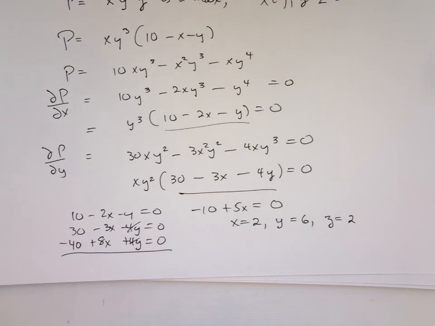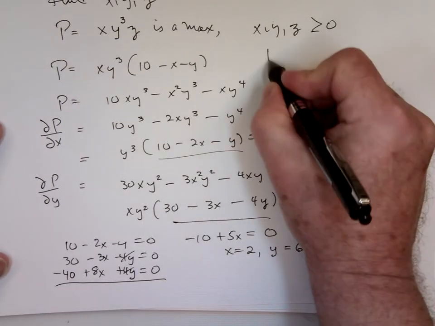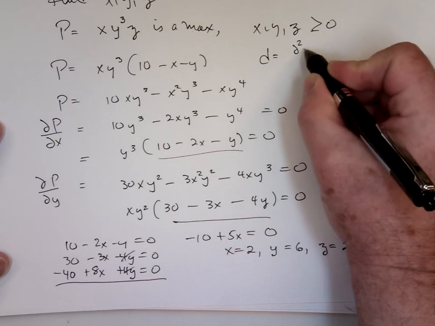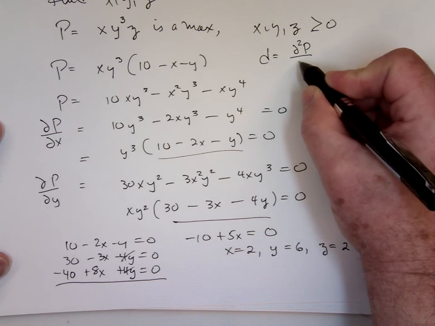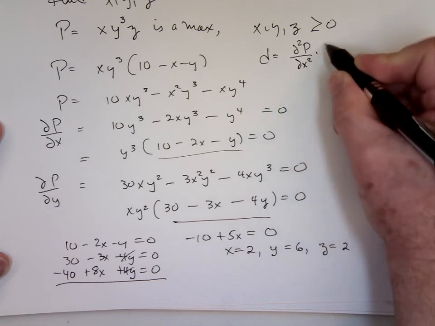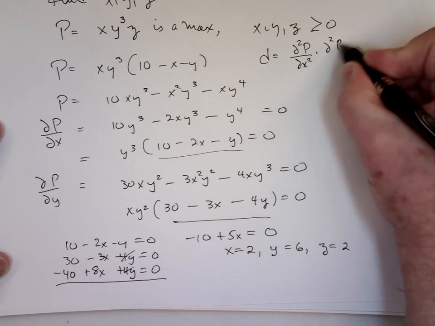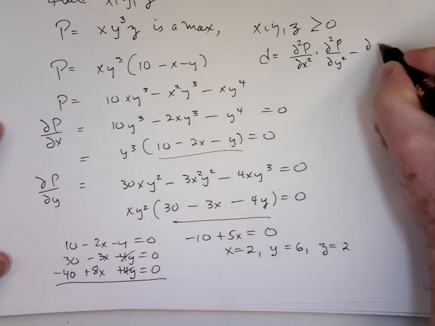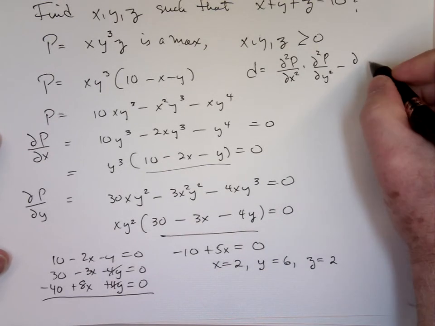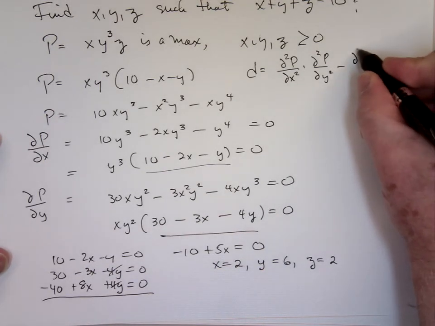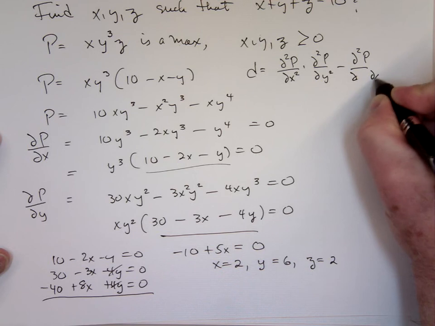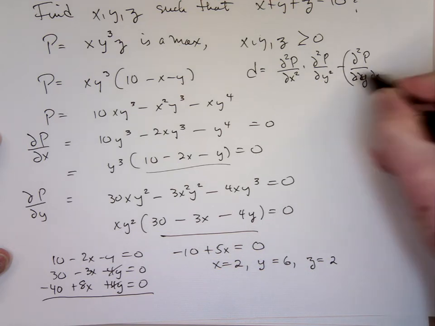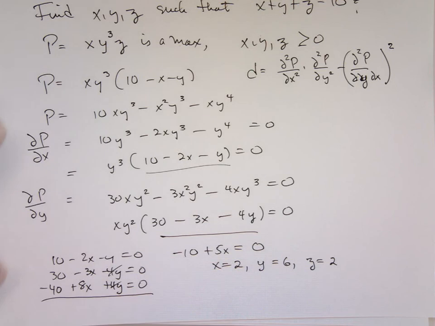To prove that it's a maximum, though, you would find d. You find d by taking the partial of our function here with respect to x, a second partial with respect to x, and a second partial with respect to y. It's the second derivative test, also called the second partial derivative test. And take the mixed partial, either xy or yx, it doesn't matter, and square that one. That's d.